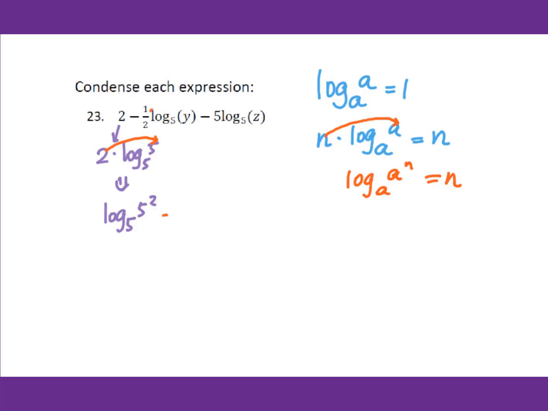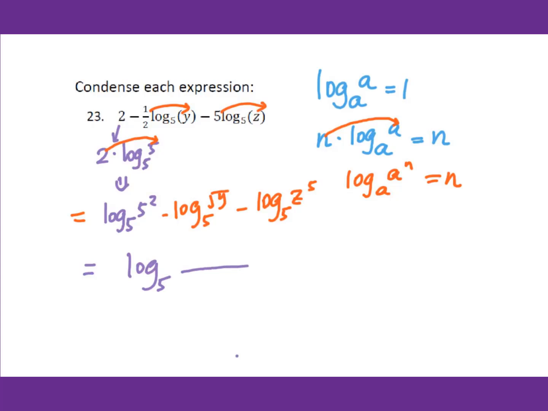Then minus 1/2 jump. You will get log base 5 of square root of y minus log base 5 of z to the 5th power. Since we have subtraction, we do have a division line. 5 squared, that's 25. Square root of y goes to the denominator, and z to the 5th goes to the denominator. That's it.